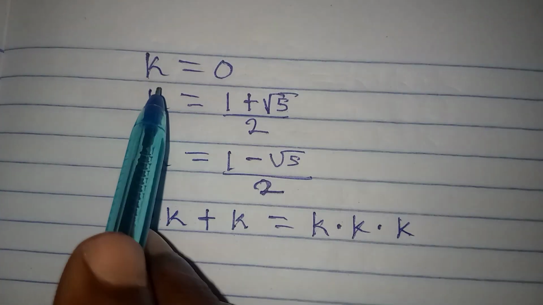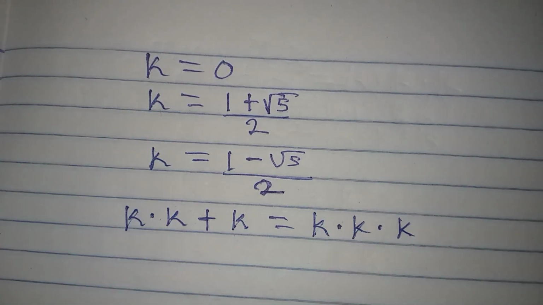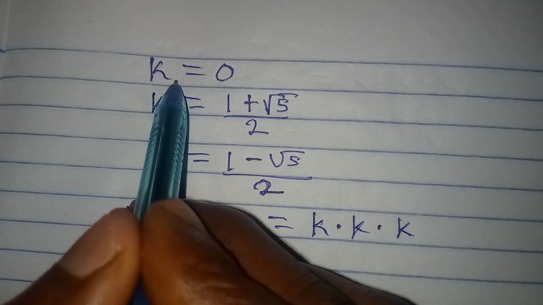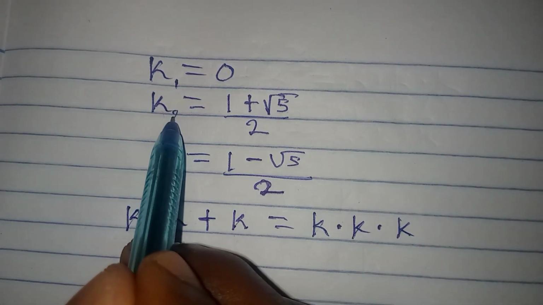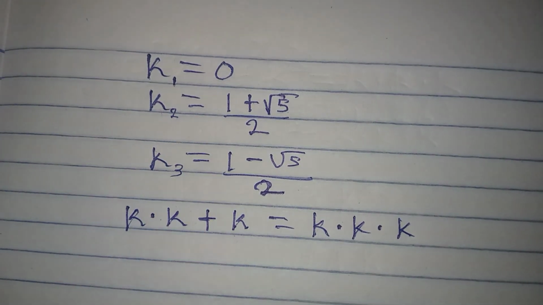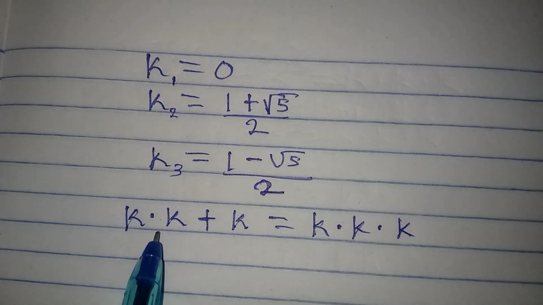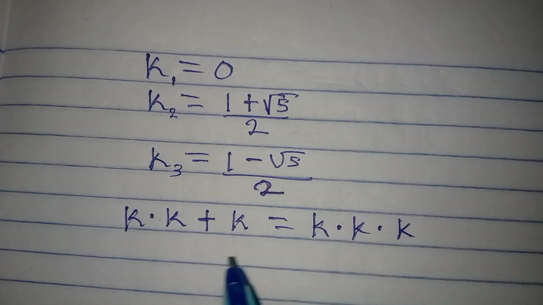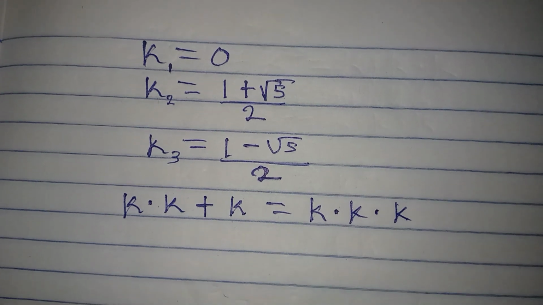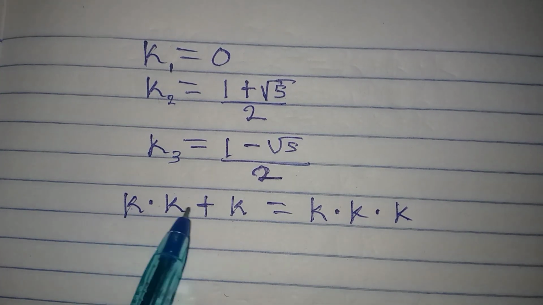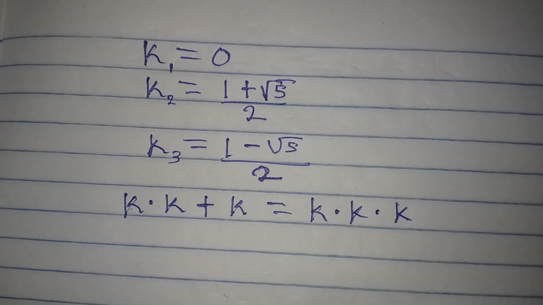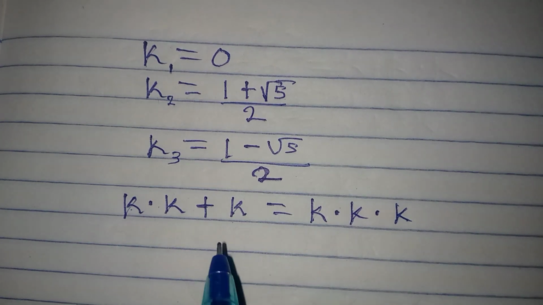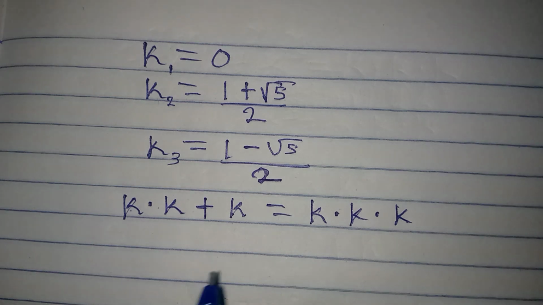Okay, so these are the three solutions that we have. And by the way, you can call this k1, k2, and k3, right? Now this is the original equation given to us. Let's substitute this into the problem. Now, if you put 0 into this equation, you will have 0 on both sides, meaning that 0 satisfies the equation. Now, let's try the value of k2.